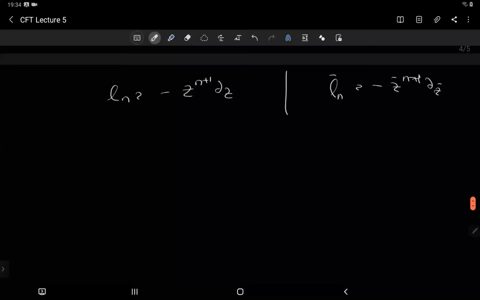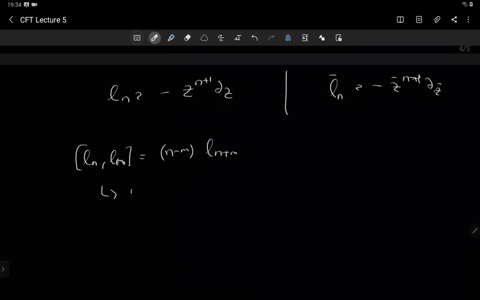Then we can check that these l_n satisfy an algebra. That means they close among themselves: if you do a commutator, it will give n plus m, or I think it's n minus m, times l_(n+m). This is called the Witt algebra. You get the same thing for the barred ones; these are two independent copies.